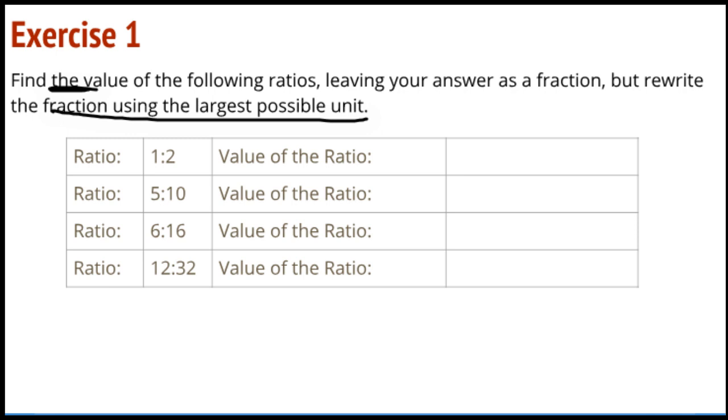So we need to simplify it down. So the value of the ratio of 1 to 2. Well, let's take a look here at the ratio of 1 to 2. Is there anything I can do to get this to the largest possible units? Can I group any of these together to have a larger possible unit? And the answer is no. So the value of this ratio is 1 to 2. Now let's take a look at 5 to 10.